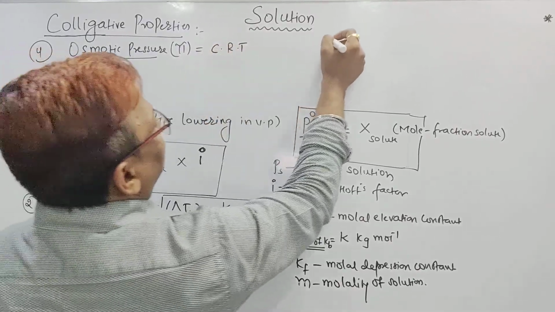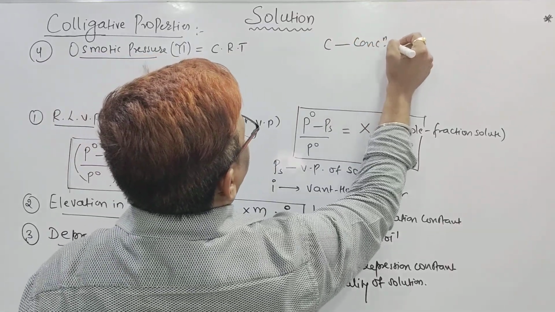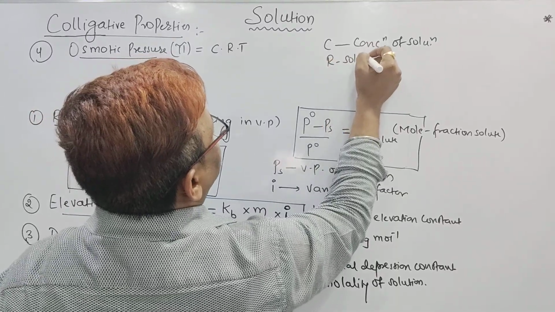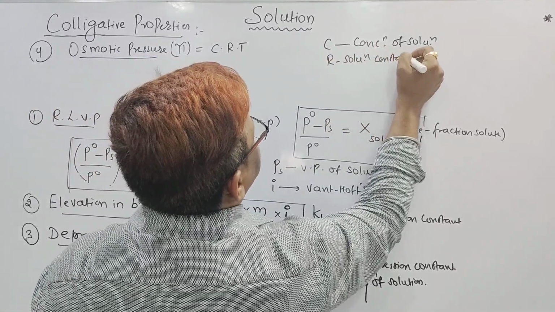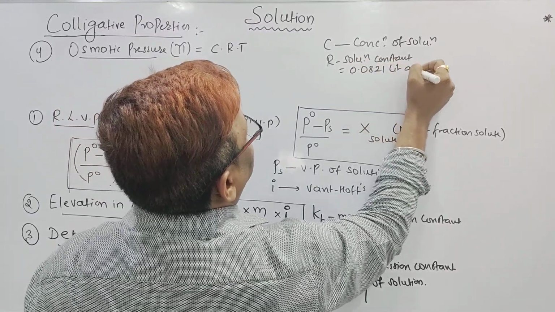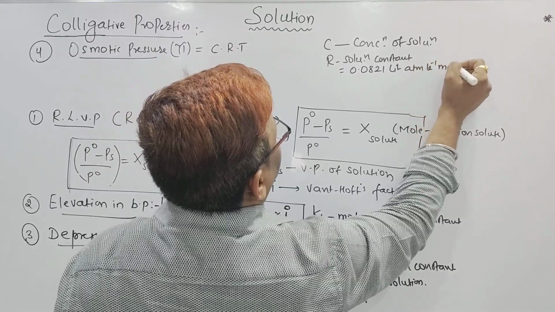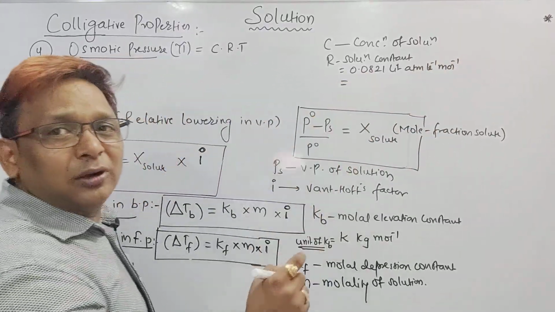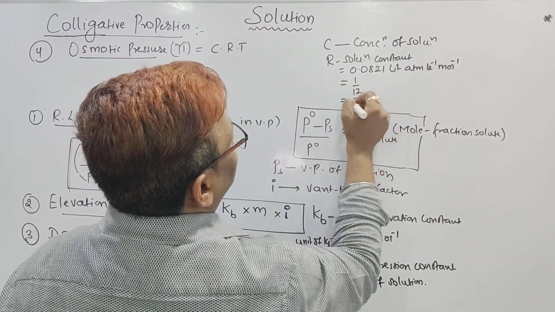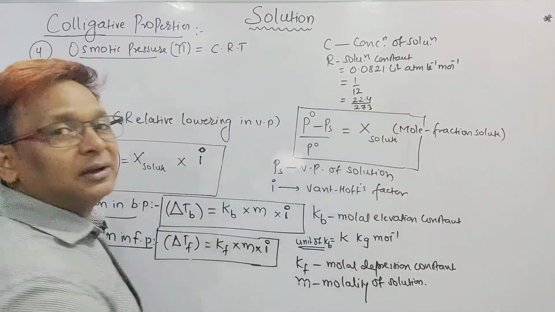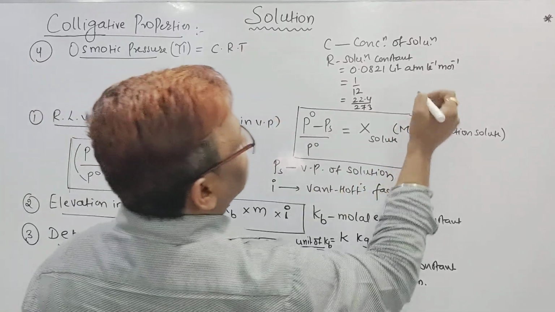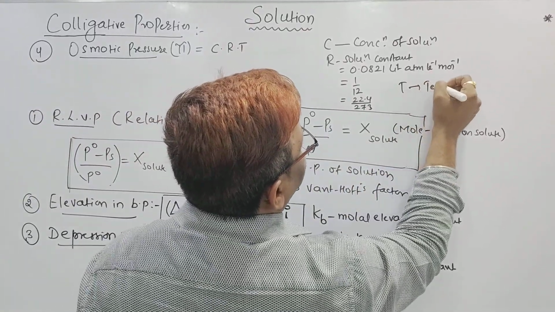C stands for the concentration of the solution. R is the same solution constant, and the value of R is the same as what we are using, 0.0821 liter atmosphere Kelvin inverse mole inverse. You remember my small trick is there. Instead of this one, we can use 1/12 or we can use 22.4/273. It is the value of R. And T is the temperature, in Kelvin.